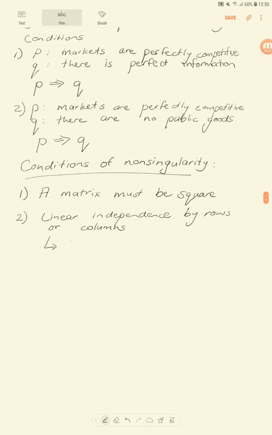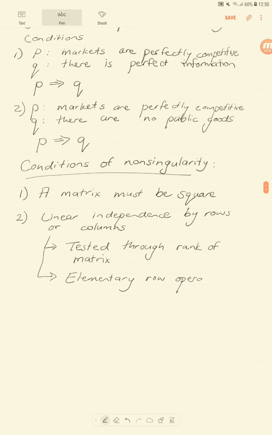How do we find linear independence? It can be tested through the rank of the matrix. And secondly, we establish this through elementary row operations. This is also sometimes known as Gauss-Jordan or Jordan-Gaussian elimination of rows.